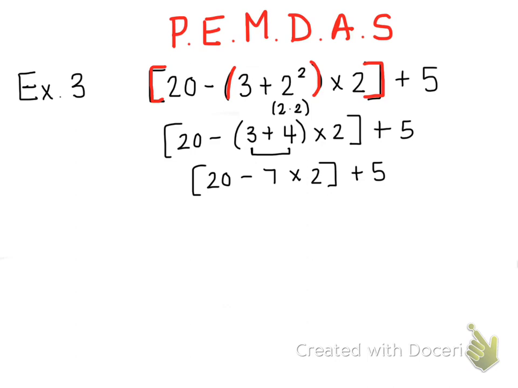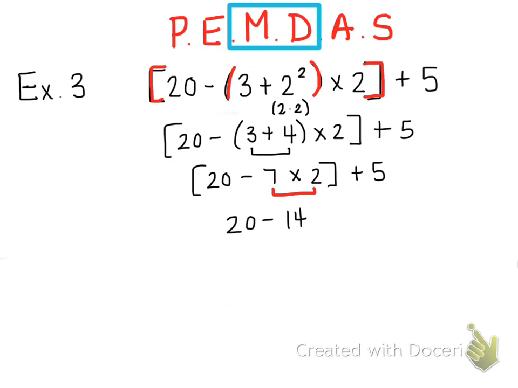Now this step is where a lot of people start to make some mistakes. When I look at my bracket now, a lot of people want to do that 20 minus 7 first. But what you have to remember in the order of operations is that multiplication and division comes before addition and subtraction. So because of that, if I'm going to be solving what's in these brackets, I have to do the 7 times 2 first because it's multiplication. 7 times 2 is 14.